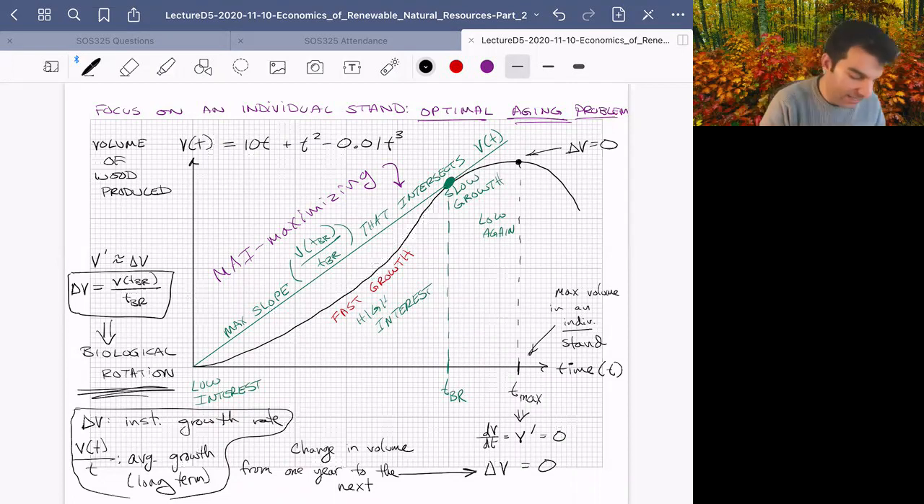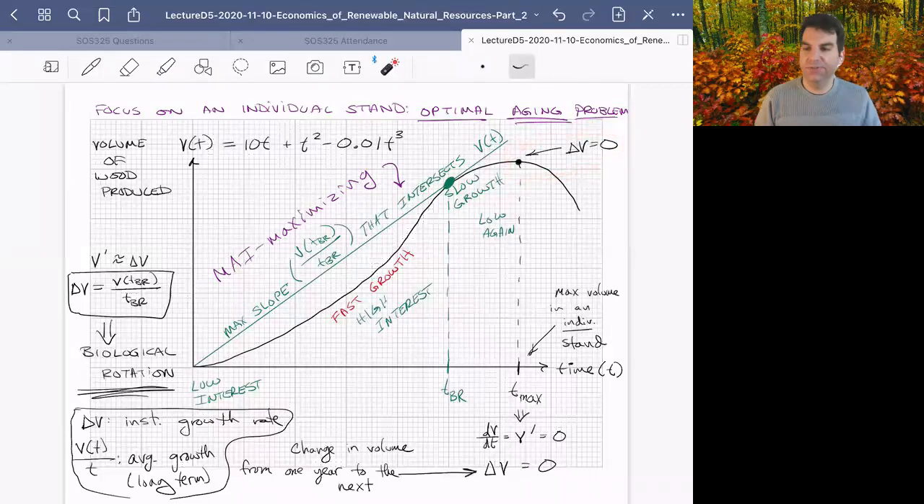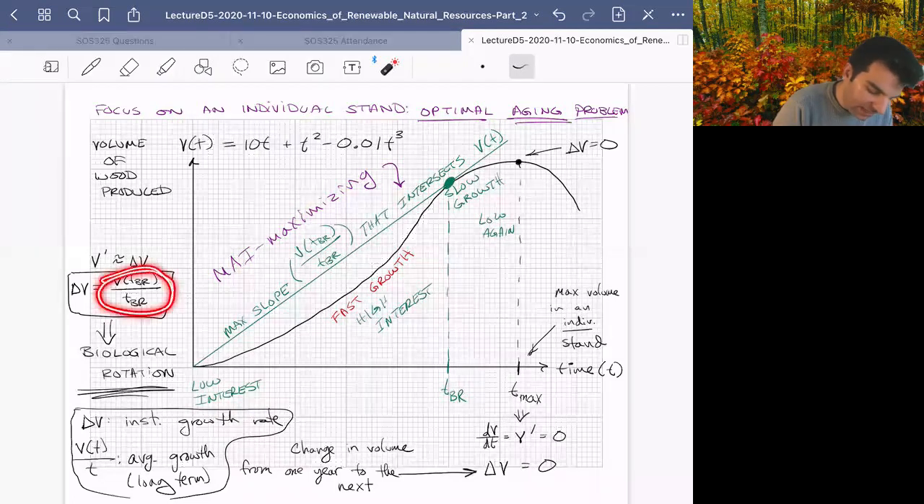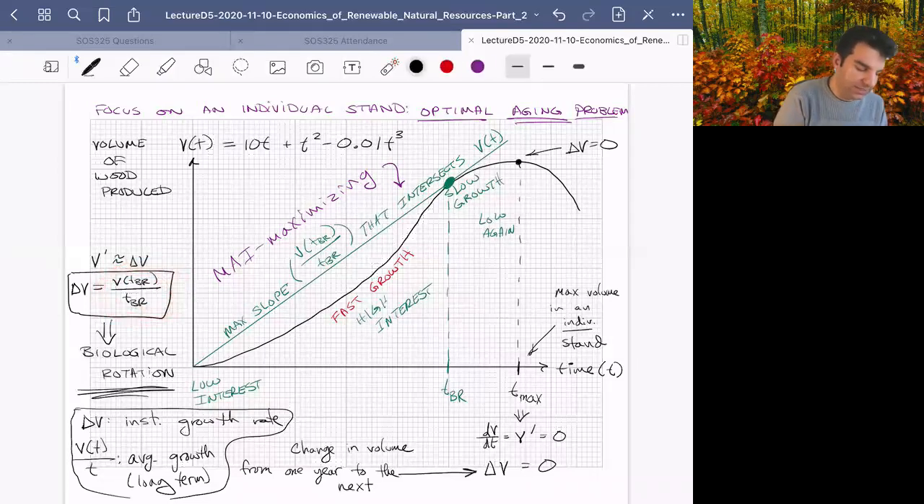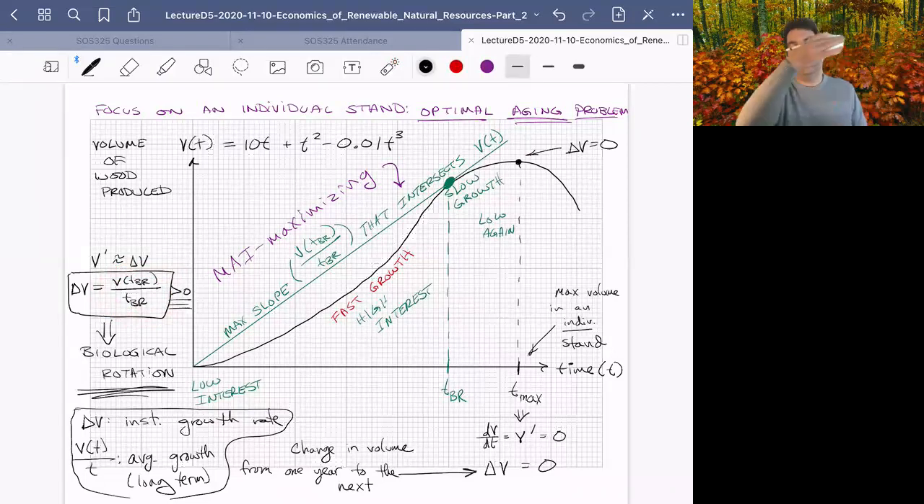So I just wanted to highlight here, because this is going to become important as we move on to the other rotations. The longest rotation is when delta V is equal to 0. So we actually wait for delta V to get all the way down to 0. In the biological rotation, we have a new threshold. We wait for delta V to reach V divided by T. So this here is going to be strictly greater than 0. And so now our delta V is falling, and it's going to stop at a different point.